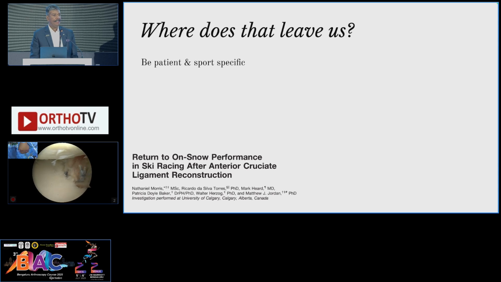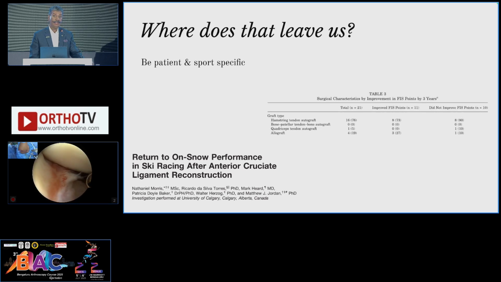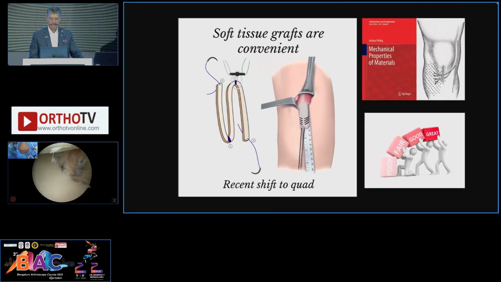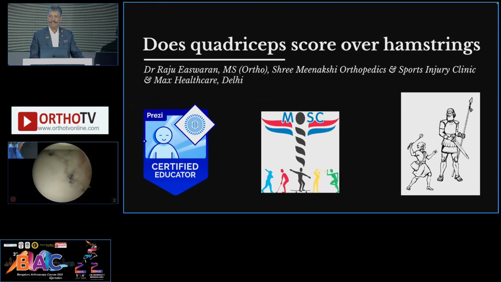So where does that leave us? At least in my practice, like Prathmesh mentioned, I am patient-specific and sport-specific. This study used hamstring graft in a group of elite skiers. More than 90% of elite skiers received a hamstring graft because skiing is a sport which depends a lot on the extensor mechanism. So if your patient is a professional athlete who uses a lot of extensor mechanism, look at the flexor compartment graft. So patient-specific and sport-specific perhaps is the best approach to go.